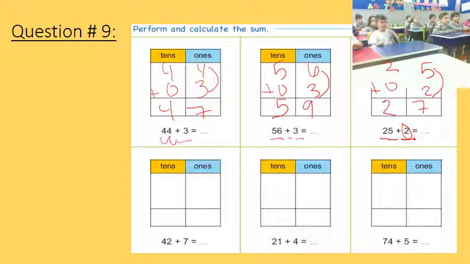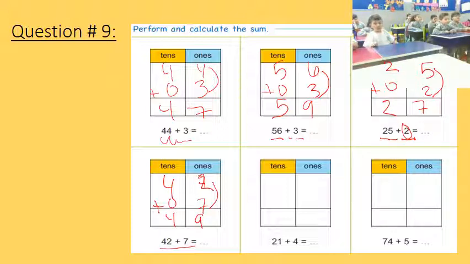2 plus 0. 2. Okay. Here, 42 plus 7. Under the tens, what do we put? Under the ones? 2 plus 7. Where do we put it? Under the ones. 2 plus 7. 7 in your head, 2 on your fingers. 7, 8, 9. 4 plus 0. 4. Okay.